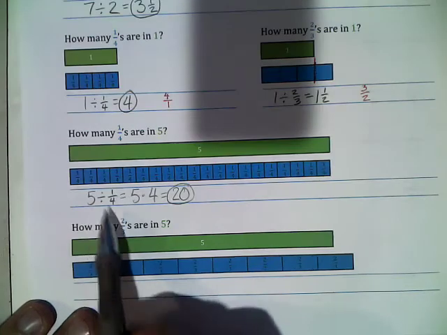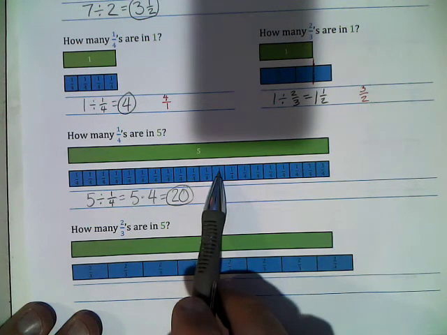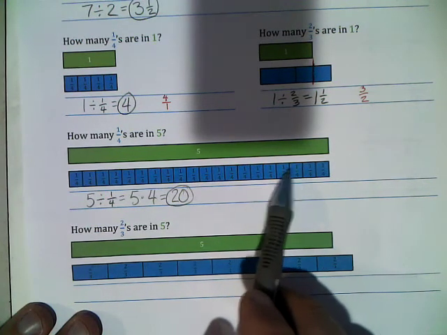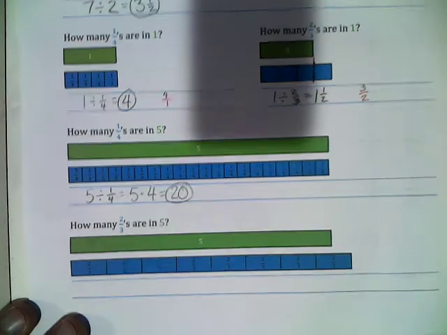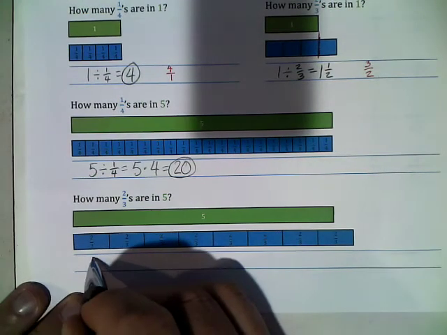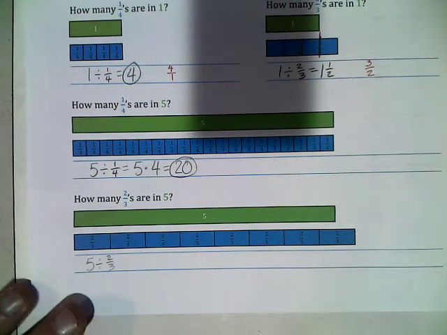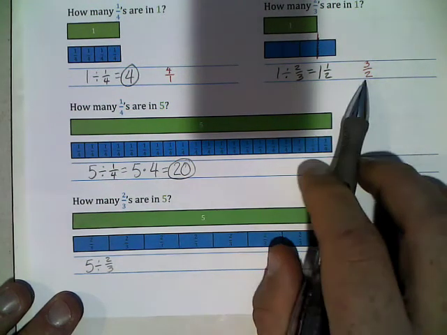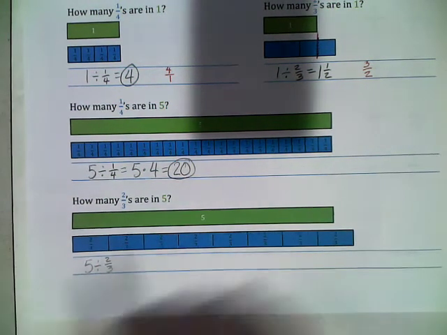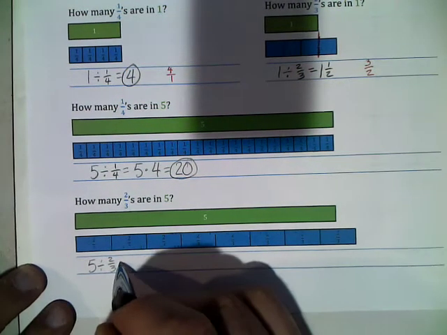So 1, 2, 3, 4, 5, 6, 7, 8, 9, 10, 11, 12, 13, 14, 15, 16, 17, 18, 19, 20. Sure enough, that worked out just right. If we try to apply it down here then, 5 divided by 2/3, so how many 2/3 are in 5? Well, if there's 1 1/2 or 3 halves in each one, then there are 5 times as many in 5.